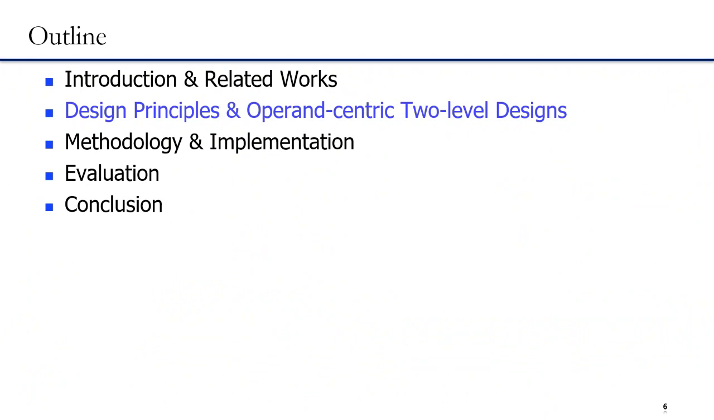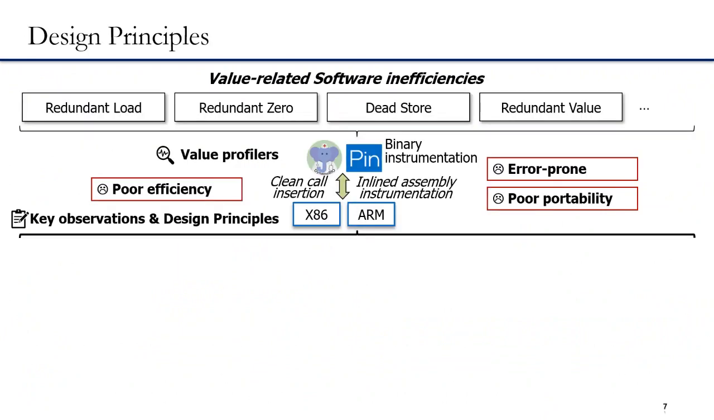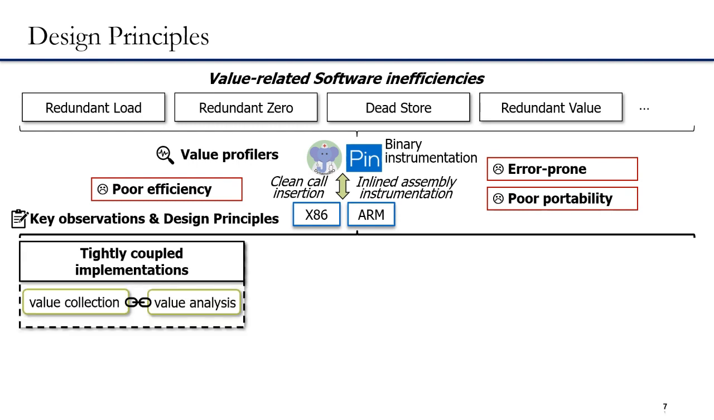Next, I will introduce VClinic designs. Although fine-grained value profilers can detect value-related software inefficiencies with binary instrumentation, it is challenging and error-prone to implement them efficiently across different platforms. Firstly, tightly coupled implementation of value collection and value analysis leads to conflicting goals for achieving portability and efficiency. Implementations with clean call insertion may have better portability with poor efficiency, while efficient inline assembly instrumentation will lead to error-prone and poorly portable implementations.